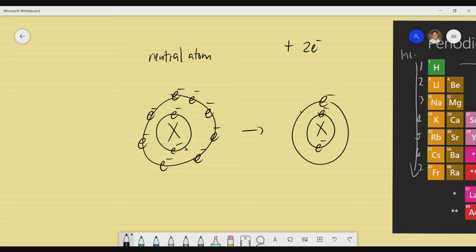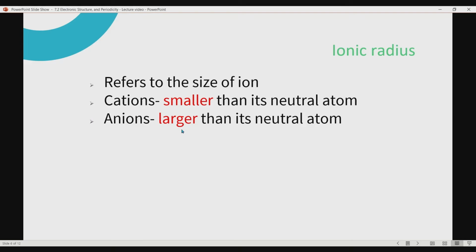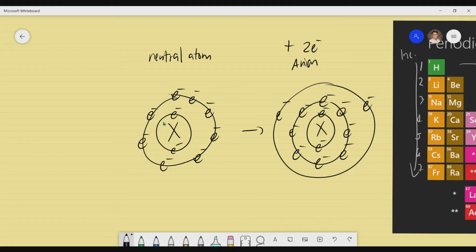this particular illustration. 1, 2, 3, 4, 5, 6, 7, 8, and then it shall receive the 2 extra electrons here in another energy level. So again, according to the trend that we have here, from being a neutral atom added with or received electrons, so being an ion, according to our guide, your anions are larger than the neutral atom. So as you can see from this simple illustration, from being neutral, your anion is way bigger.